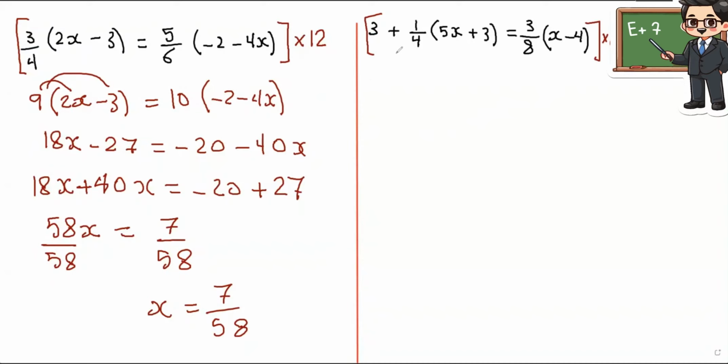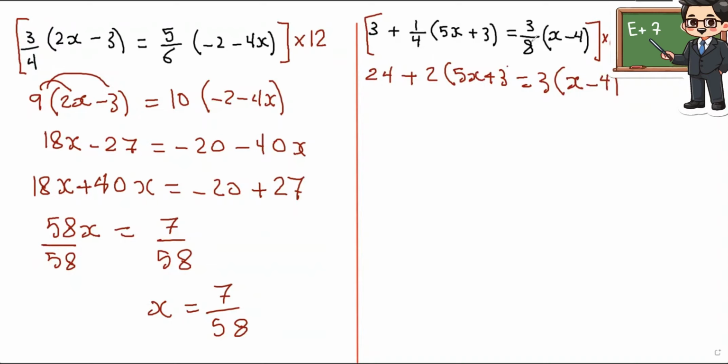So when we multiply the 8 inside, we have to multiply the 8 first to the 3. When you multiply the 8 to the 3, you get 24, plus 8 times 1/4, that's 8 divided by 4, which is 2, times 1 is 2, bracket 5x plus 3. Multiply the 8 into the 3 eighths. 8 divided by 8 is 1. So 1 times 3 is 3, x minus 4. Now you see how simple this looks compared to this.